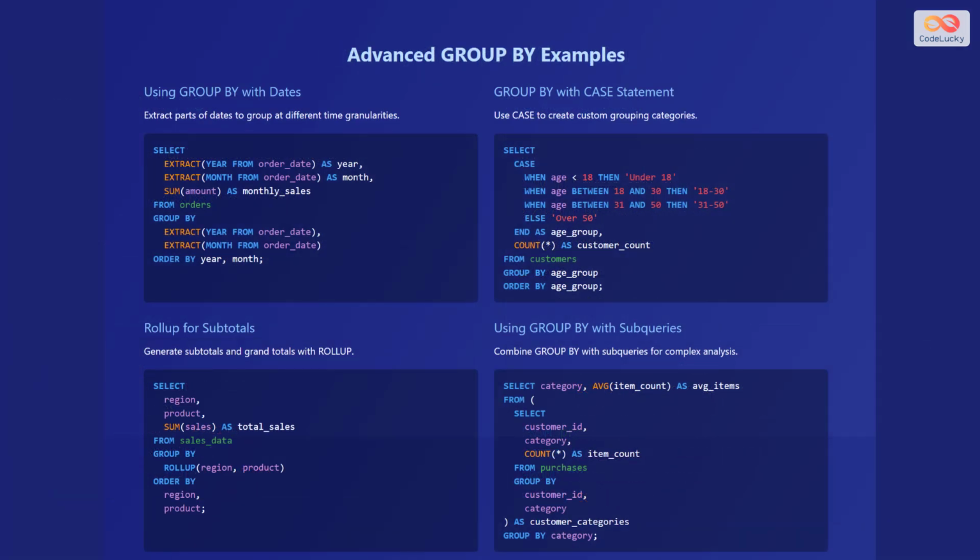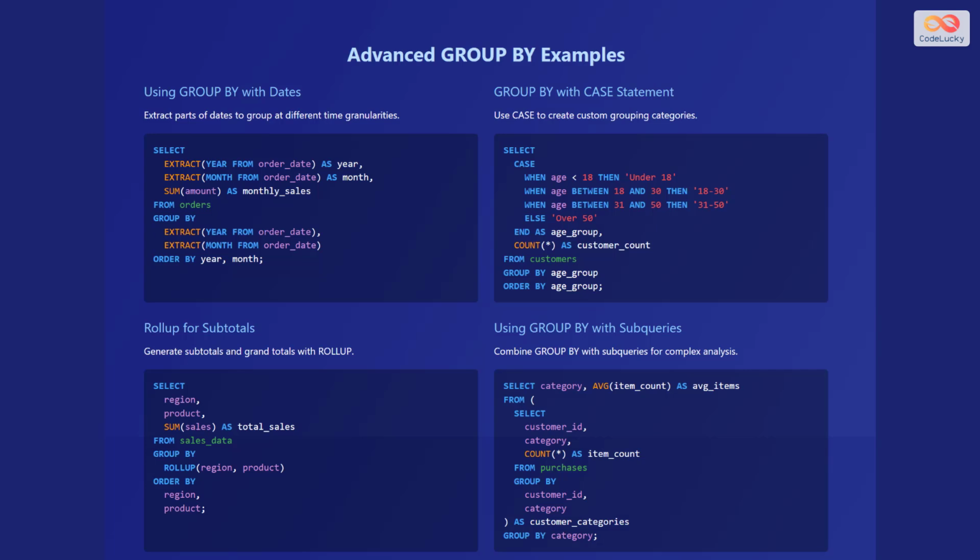In this section, let's see a few advanced examples of the group by clause. First, let's see using group by with dates. You can extract parts of dates to group at different time granularities. The query extracts the year and month from the order date and calculates the monthly sales from the orders table. It groups the results by year and month, and then orders them by year and month.